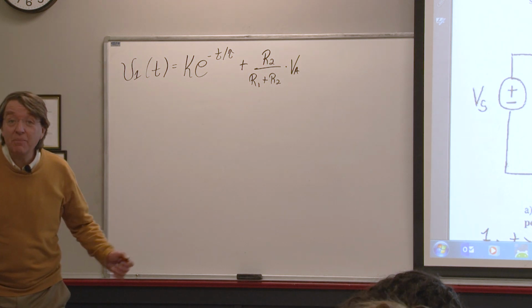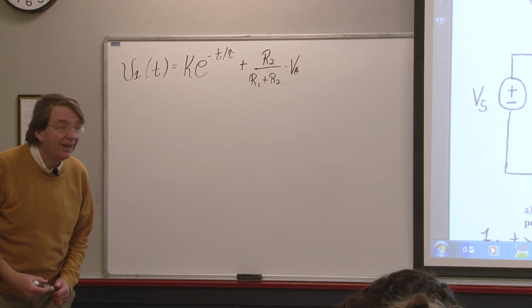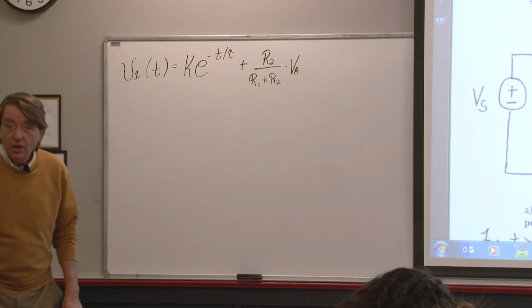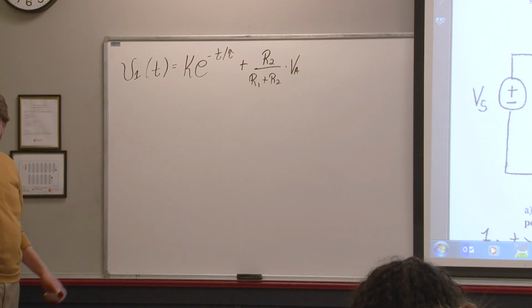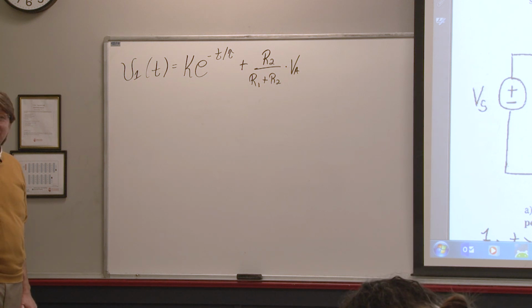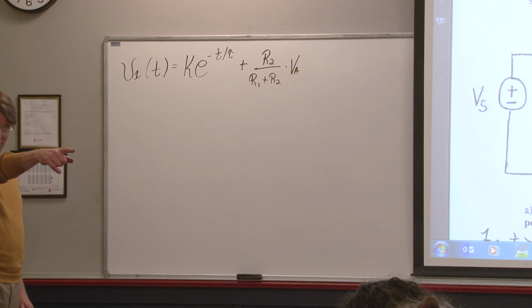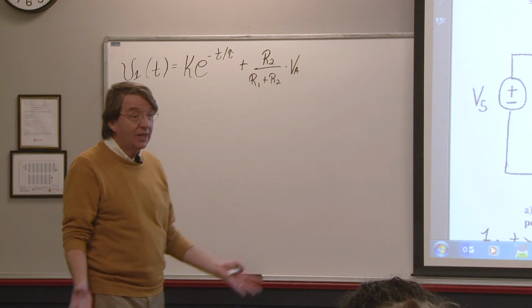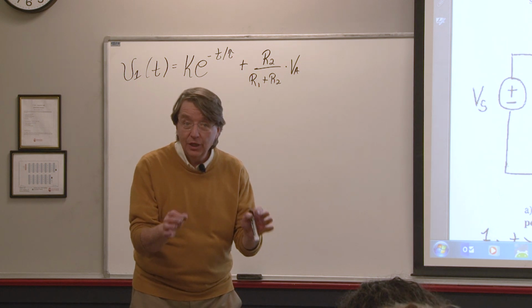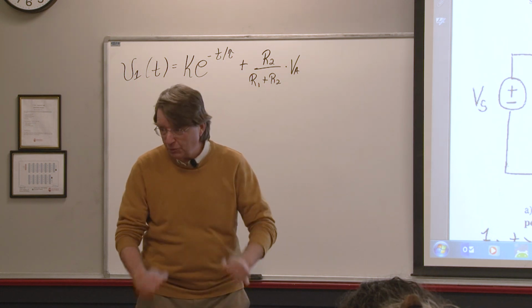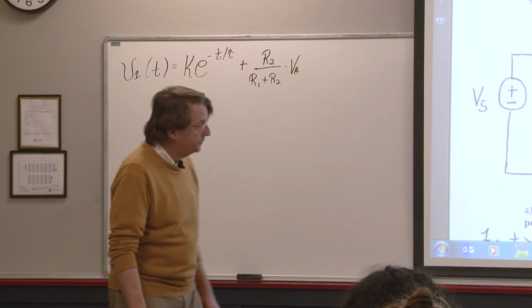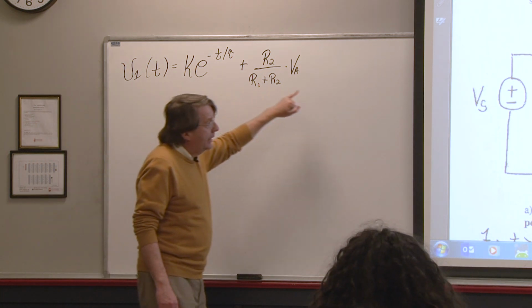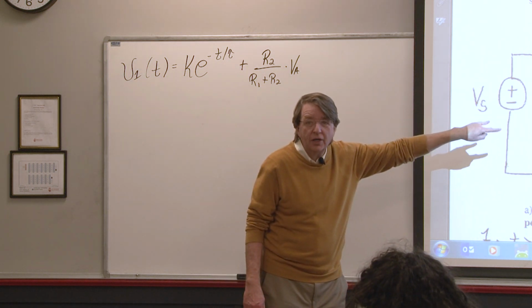I know everything but what? VA is given. That's a constant. I don't know K. Now, how do I get K? Initial condition. Now, to the home audience and the studio audience, this is most important. So please, give me your extra special attention. I want you to get this right. V1 of t is the voltage across a capacitor.